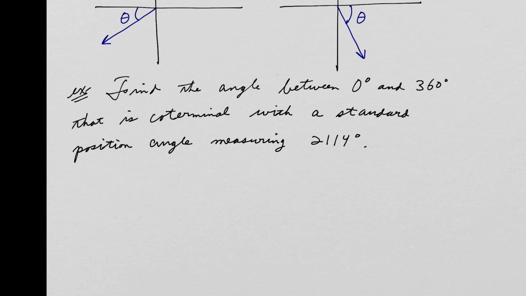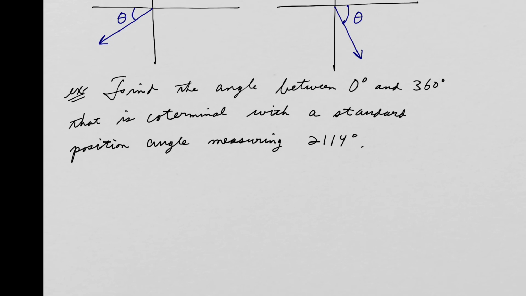Okay, so how do we do this? Well, 2114 means we went around multiple times, because remember, once around counterclockwise is 360 degrees, another time would be 720, and so on. So one way you could do this is to simply divide that number by 360. Here's one possible solution. Divide this by 360, and you're going to get approximately 5.87 something. So we know it goes around at least 5 times and then a large portion of another time.